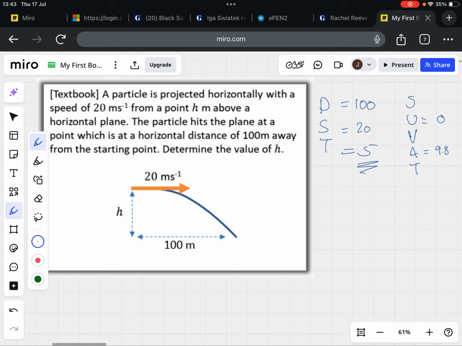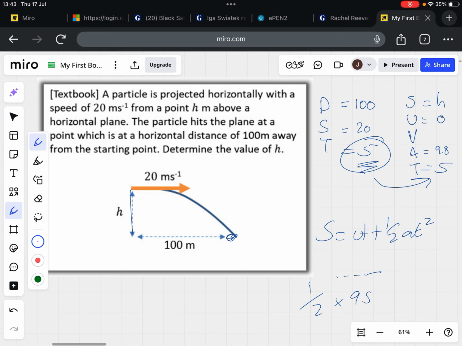What do they want in this question? Find h, right? h is an s value. Okay, and I know the time that goes with this, so I'm going to use that time again over here. So you wanted to use s equals ut plus half at squared again, and that should have led to a calculation of half times 9.8 times 5 squared. The answer for that was 122.5 meters.